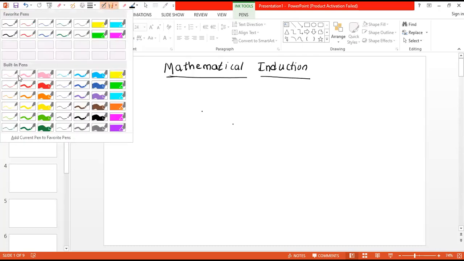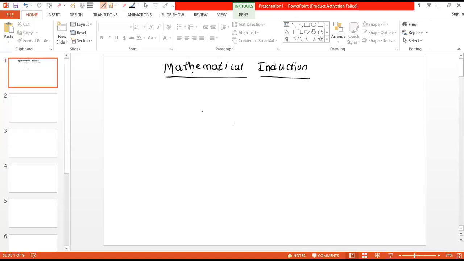Now for example, I'm going to take 1, I can write it as 1 square, and I'm writing 1 plus 3 as 2 square. If I want 1 plus 3 plus 5, this we can write as 3 square. If I am adding 1 plus 3 plus 5 plus 7, then I can write this as 4 square.